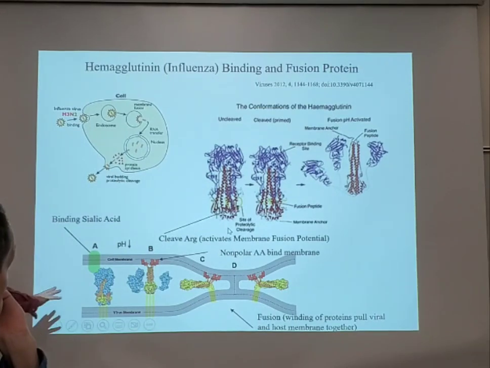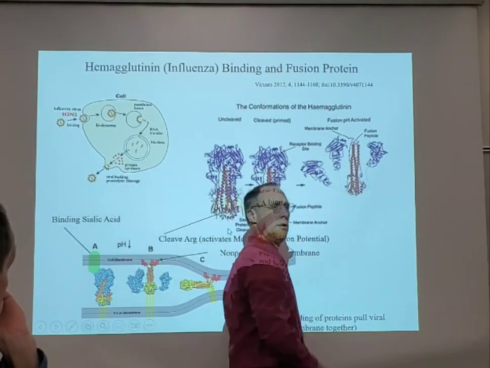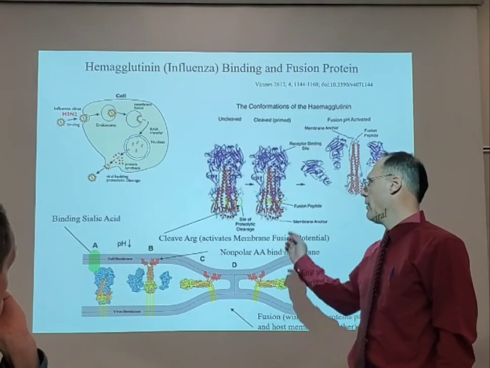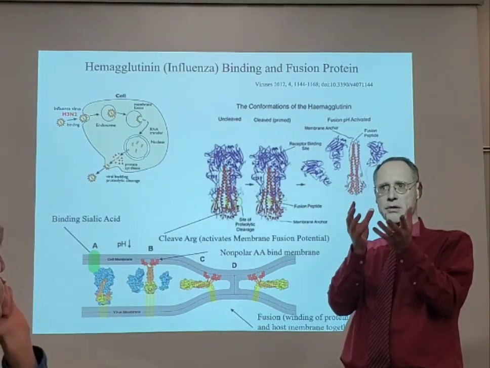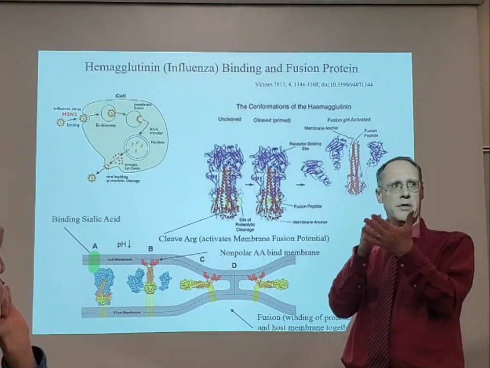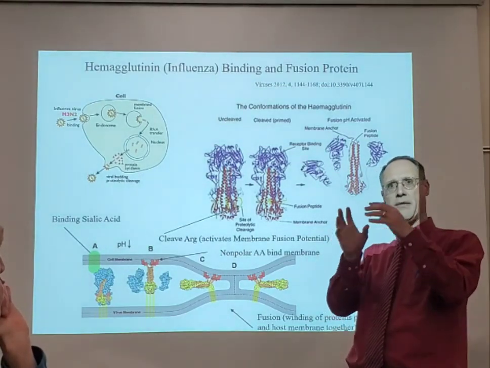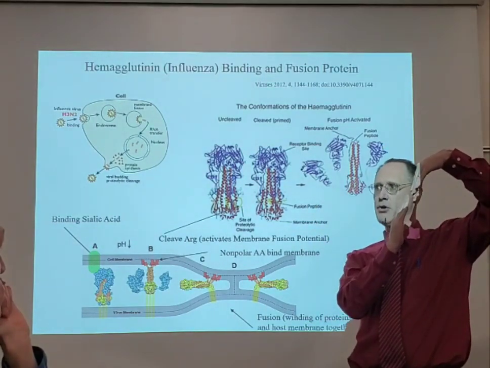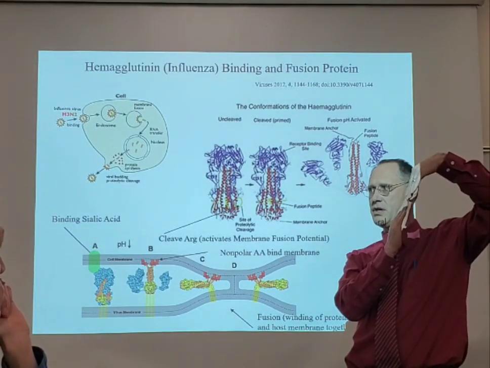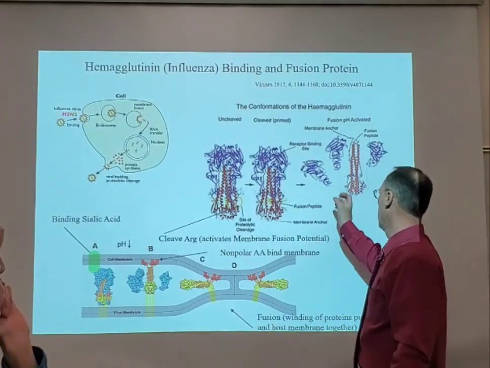There's what you looked at previously with hemagglutinin. It was activated, remember that when it bound, it did a conformational change exposing an arginine, which then allowed it to be cleaved into the trimer that it was, into actually dimers within that of each of those individuals. And then it opened up.